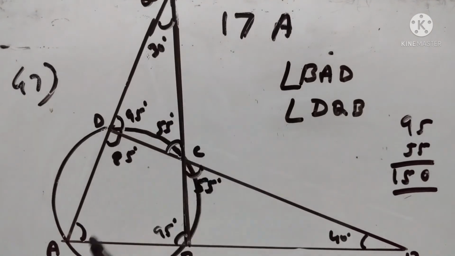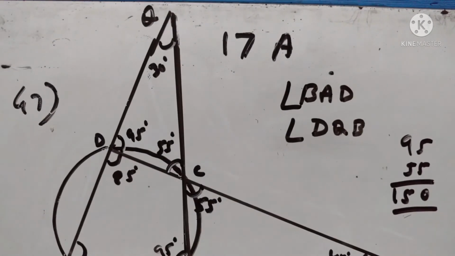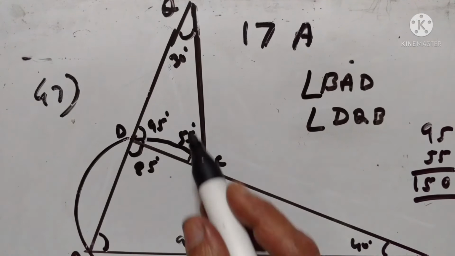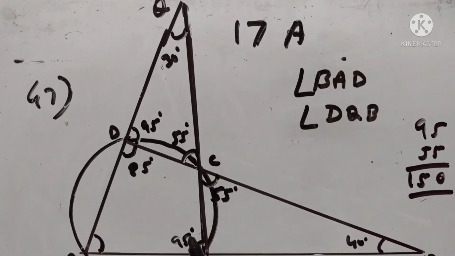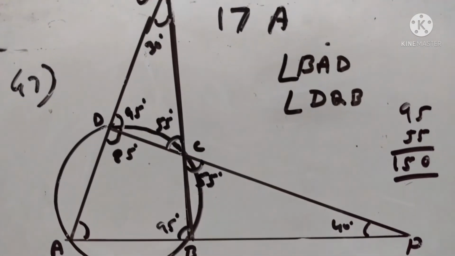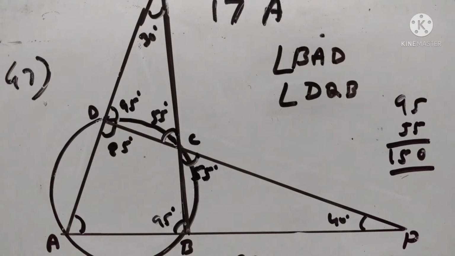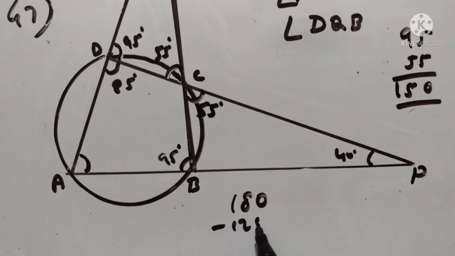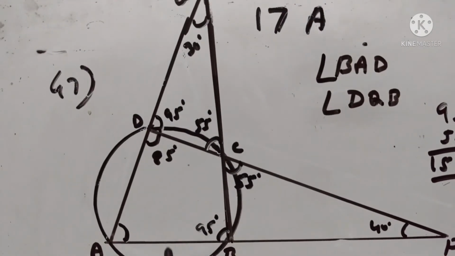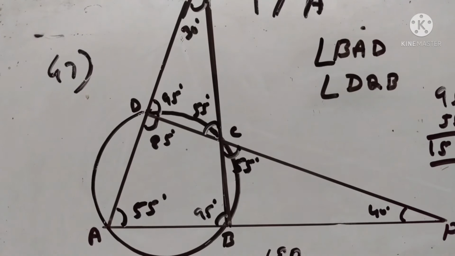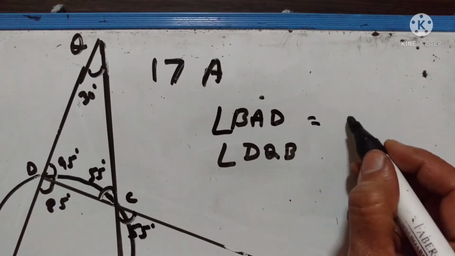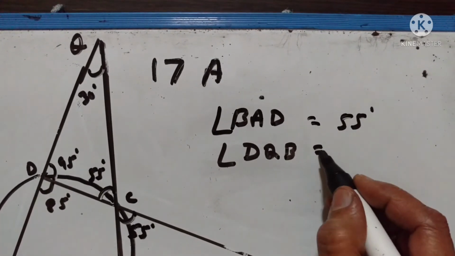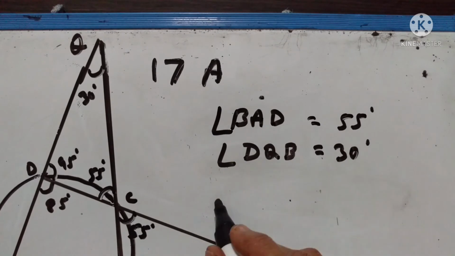In triangle QAB, 95 plus 30 is equal to what? 95 plus 30 is equal to 125. 180 minus 125 is 55 degrees. Angle BAD is equal to 55 degrees and angle DQB is equal to 30 degrees.